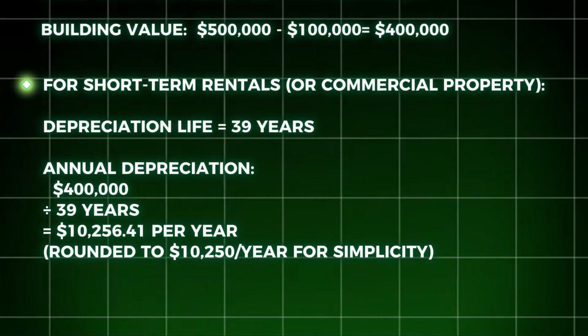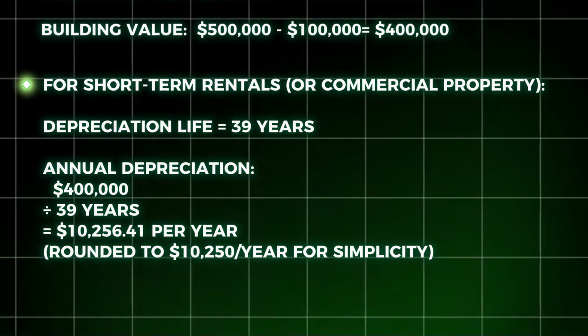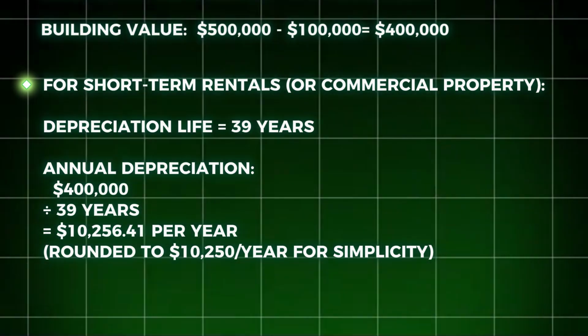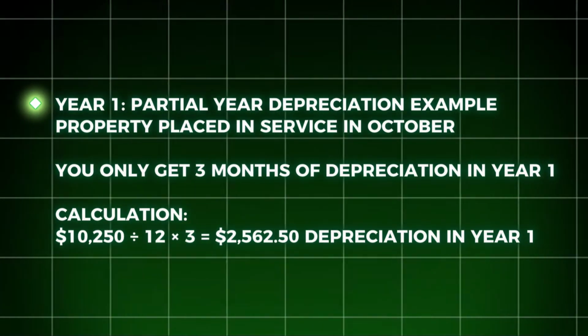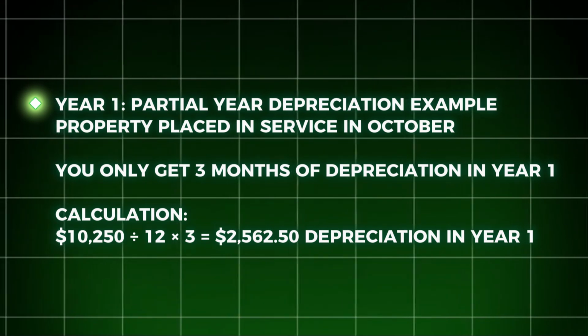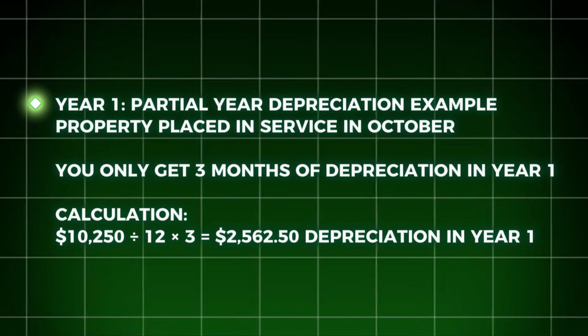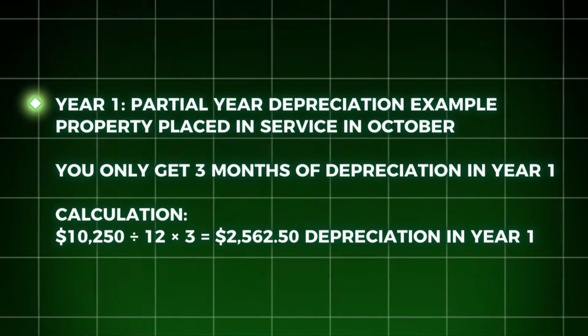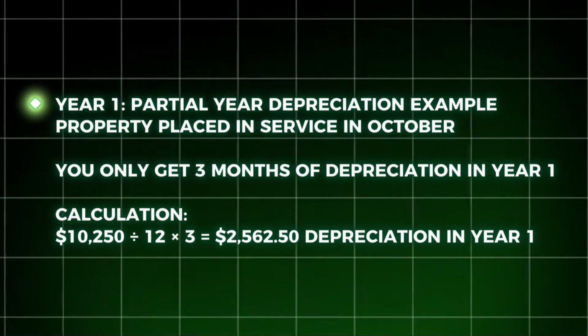So now we're looking at about $10,250 a year of depreciation from that building. Every year you're going to move 10,250 over. Now in year one, if it gets set up like in October, you're probably talking about closer to $2,800, right? Because it's by the date that it's placed in service. So if you place it in service in October of year one, you get 3 months. Take 10,250, divide it by 12 times 3, and you get 3 months of depreciation.